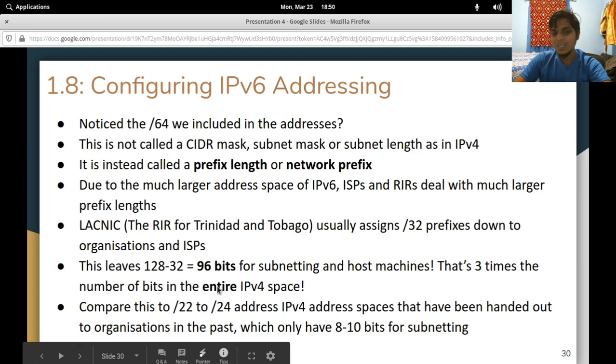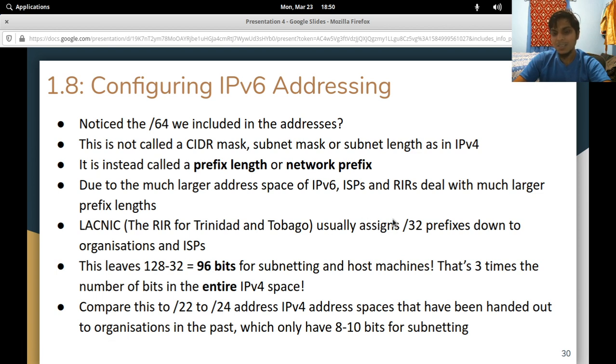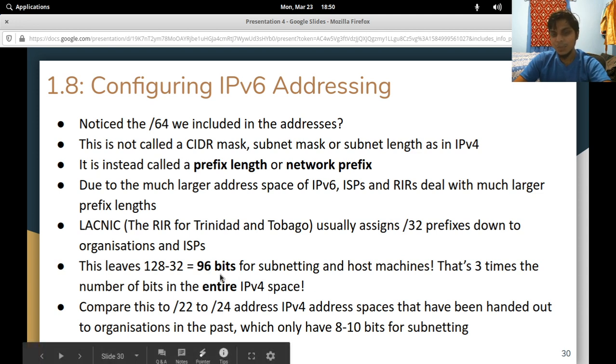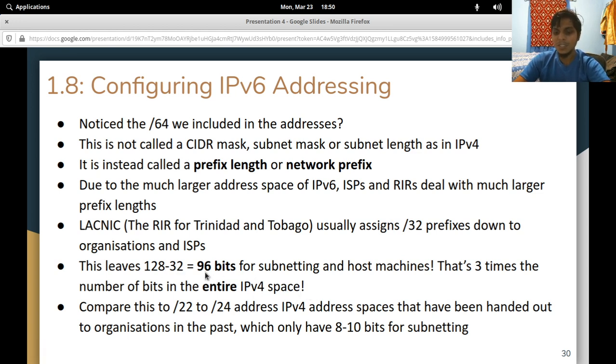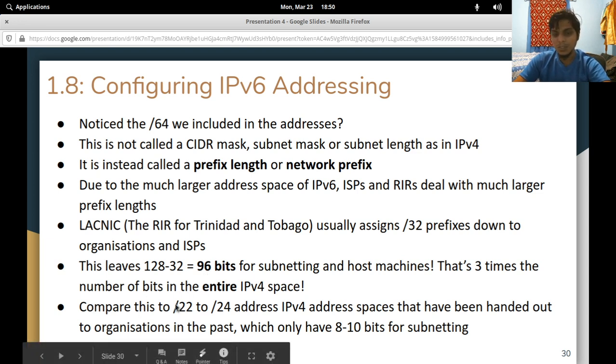So if you put 2 to the power 96, that's how many addresses you're talking about here. And that's just one prefix. As an organization, you could get a /32. And this is the entire IPv4 space. Nobody in the world could get the entire IPv4 space. This is 3 times as much as the entire IPv4 space. So you can appreciate just how large the IPv6 address space is. Compare this to the /22 or /24 IPv4 address space that has been handed out to organizations in the past, which leaves only 8 to 10 bits for subnetting. So you can see how much more space we have here.